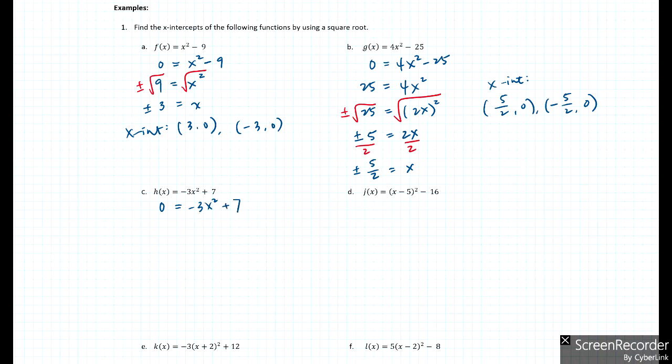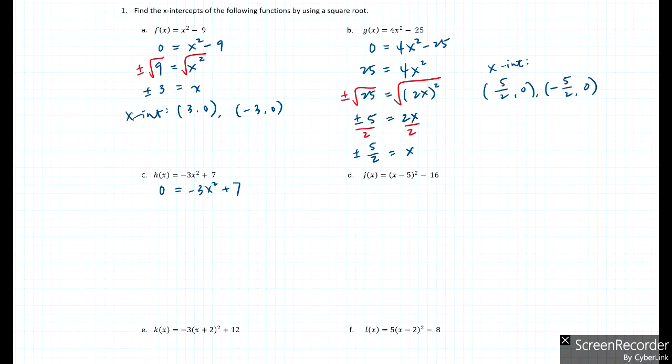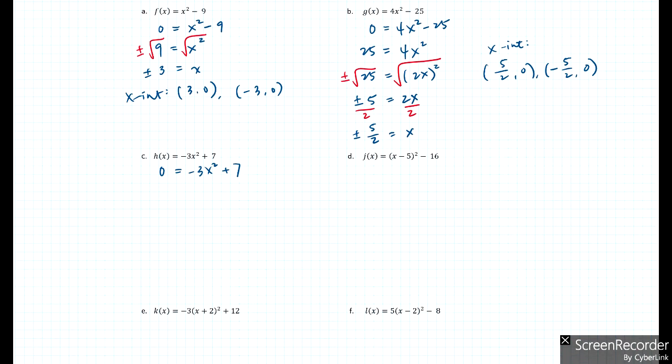To isolate the variable part and the constant part here, I'm going to add 3x squared on both sides, just so I can avoid working with negative terms on both sides. So if I add 3x squared on both sides, I get 3x squared equals 7. You can see this step is pretty similar to the second step in part B. In part B, 4 is a perfect square number, so we had more flexibility to directly take the square root on both sides. But here, that's not quite the case for 3.